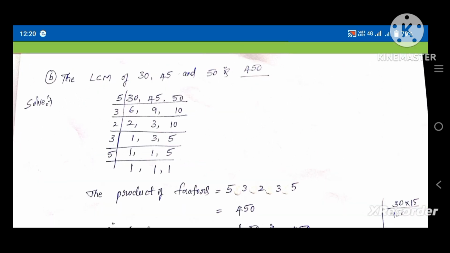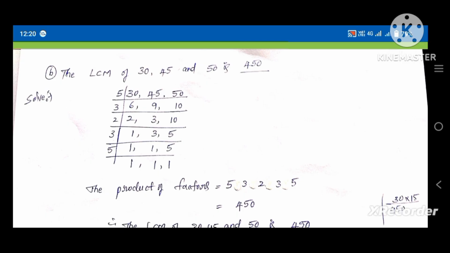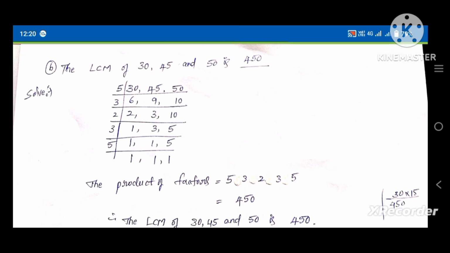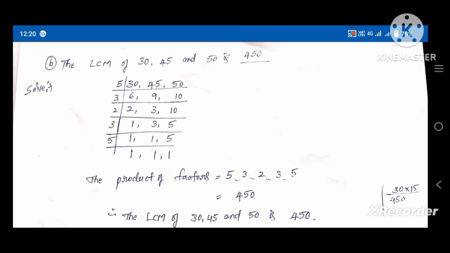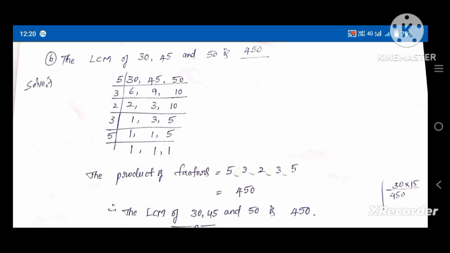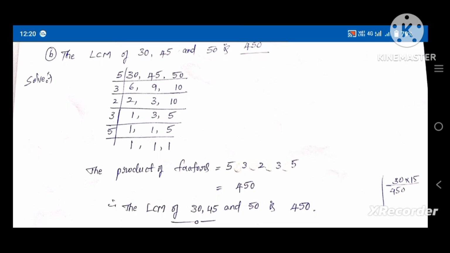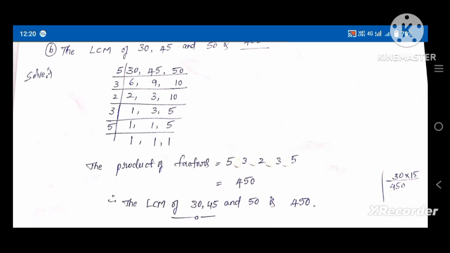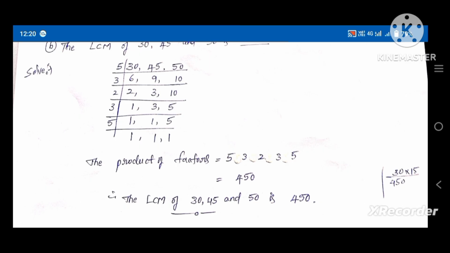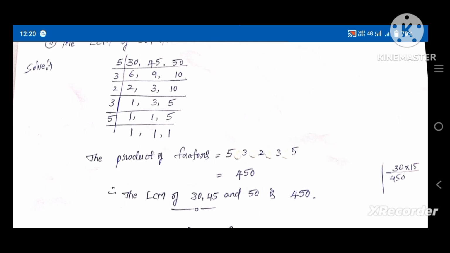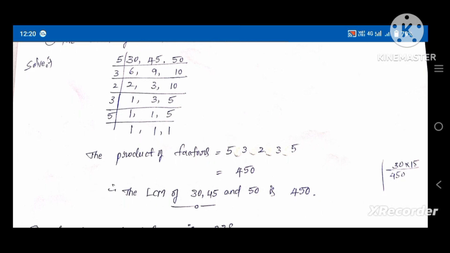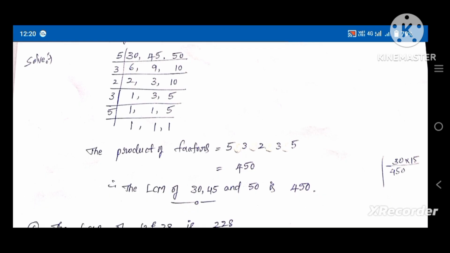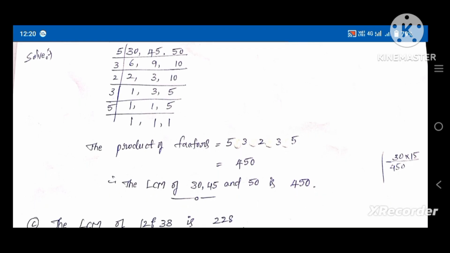B. The LCM of 30, 45 and 50 is 450. The factors of 30, 45 and 50 are 5, 3, 2, 3, 5. The product of factors 5 into 3 into 2 into 3 into 5 is 450. Therefore, the LCM of 30, 45 and 50 is 450.